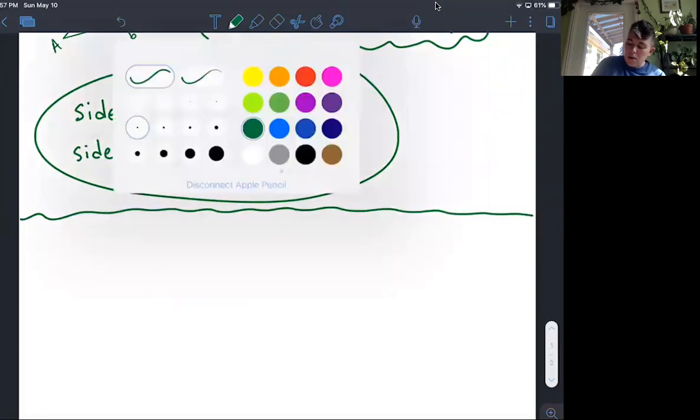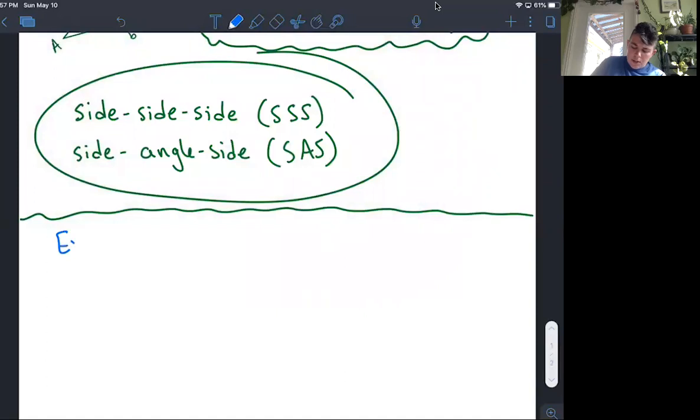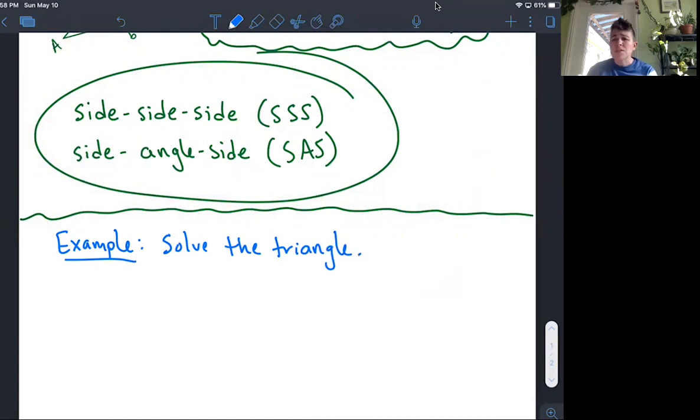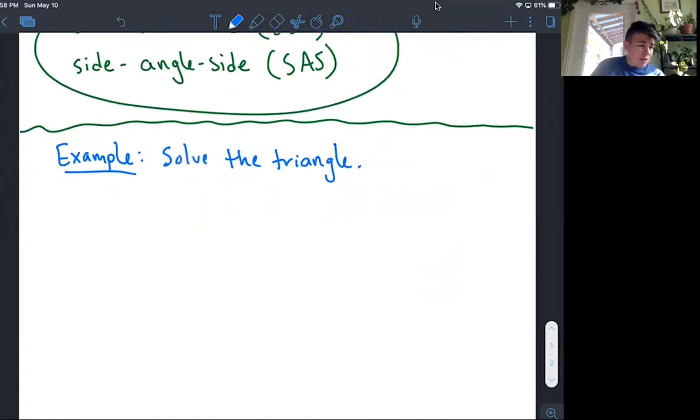All right, so let's do a couple of examples. We're just going to dive right in. I want you to solve the triangle. And remember, when I say solve the triangle, y'all, that just means to find all of the missing sides and angles. I'm going to draw it for you.